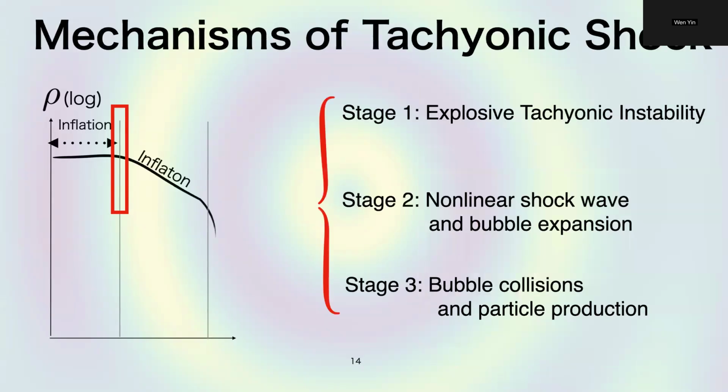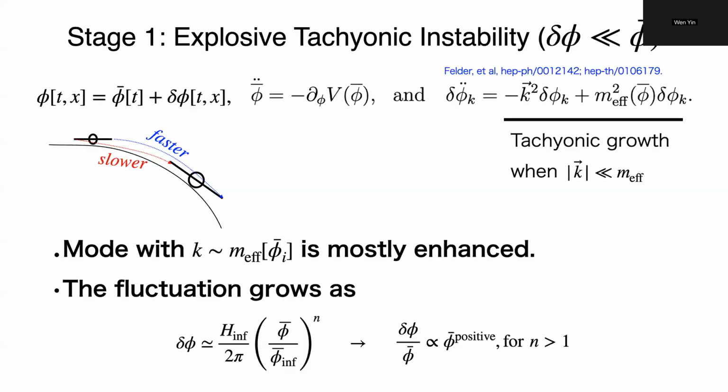To explain the dynamics, I separate this short period into three stages. The first stage is called explosive tachyonic instability. To understand this stage, one can follow some nice papers from maybe 20 or 25 years ago. We just expand the equation of motion by decomposing the inflaton field into a homogeneous part and a fluctuation. Of course, the homogeneous part is the average of the inflaton field in the volume that we are considering, and the fluctuation is the variance from the average.